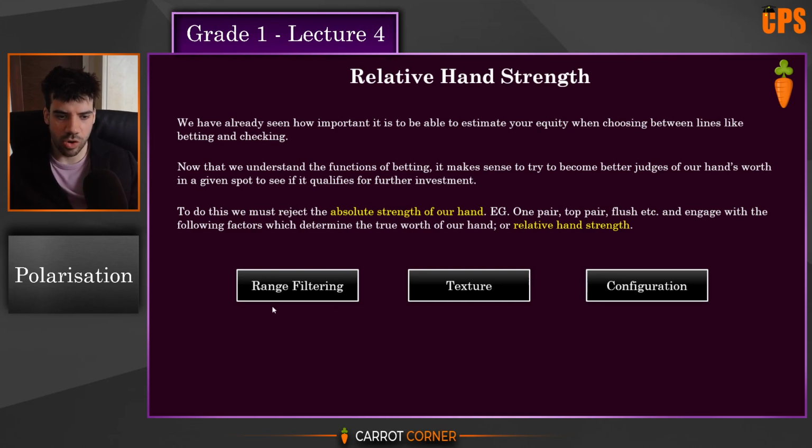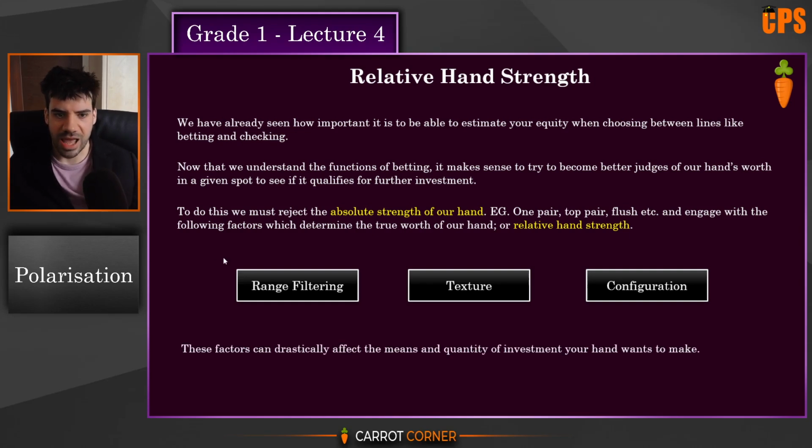I'd say the most important one of these 3 is range filtering. All too often, students fail to ask themselves, how did I get here? How did I land on that spot? What were the action sequences that led to my opponent and I arriving on this river decision point? And what does that mean for our ranges respectively? These factors can drastically affect the means and the quantity of the investment your hand wants to make.